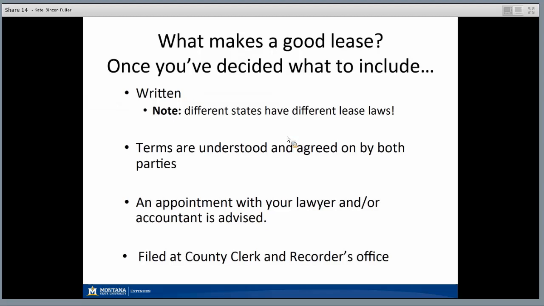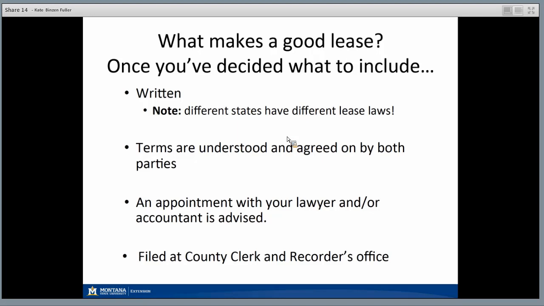So once you've decided what to include, a couple points to consider. It's always a good idea to have a written lease. Sometimes this is a little bit of a hard sell for different people, but I'll give you a couple reasons why I like to tell people that it's a good idea to write this stuff down. So one of them is that different states have different lease laws.